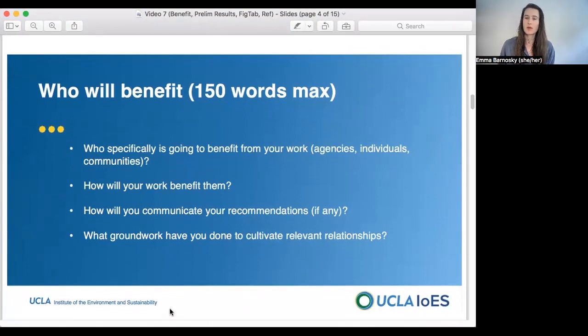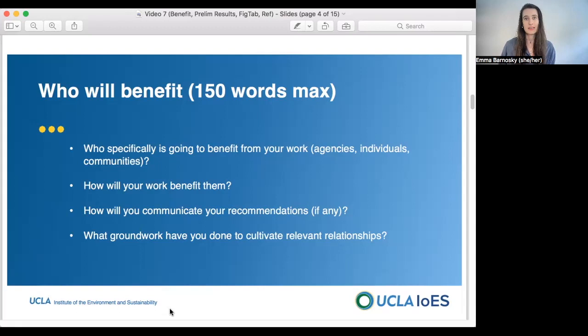You have a maximum of 150 words for this section, so it is important to remain concise. But what we're ultimately interested in this section is who specifically will benefit from your work. And this may be specific individuals, it may be a group of people, it may be a full community or an agency. It will vary depending on the scope of your proposed project. And there may be multiple beneficiaries as well.